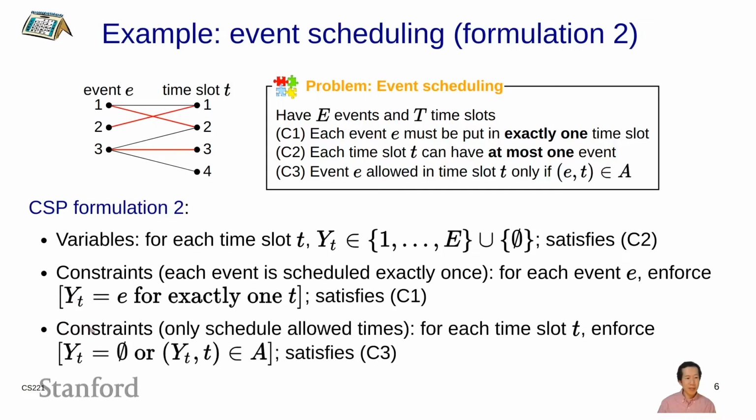And now C3 is similar to before. So for every time slot, we're going to enforce that either nothing was scheduled at that time slot, or if something were scheduled, that event and that time slot are compatible. Okay, so that concludes the definition of the second formulation. And now one might wonder which one is better. And this is a matter of efficiency, and there are various trade-offs which are discussed more in the notes.